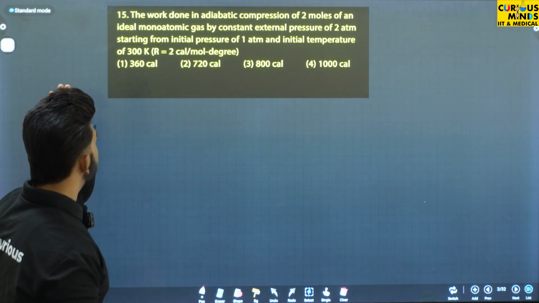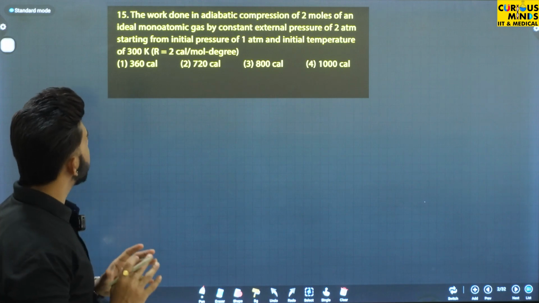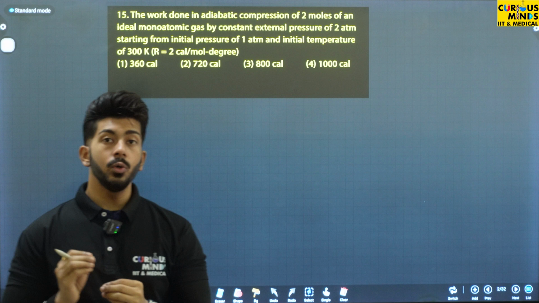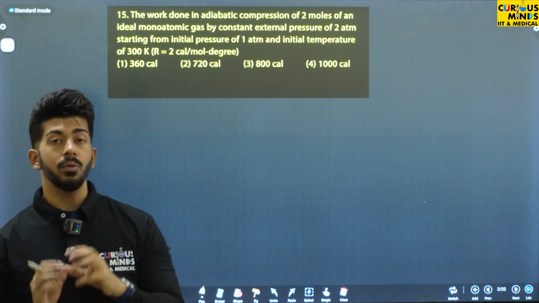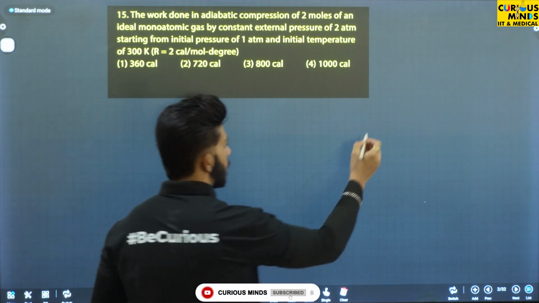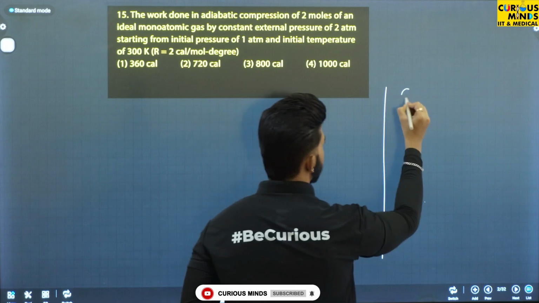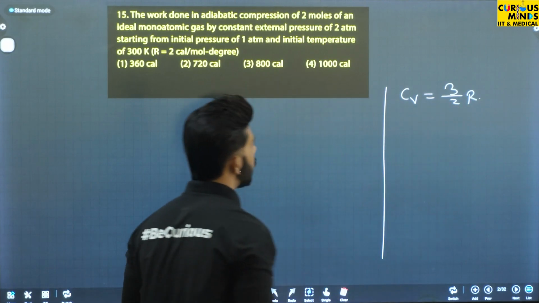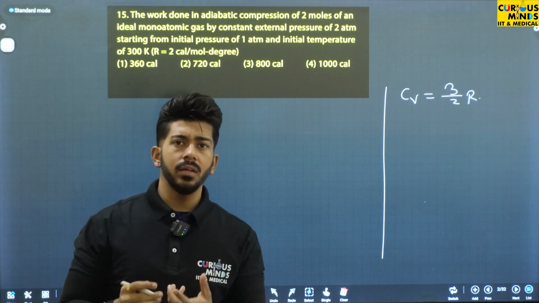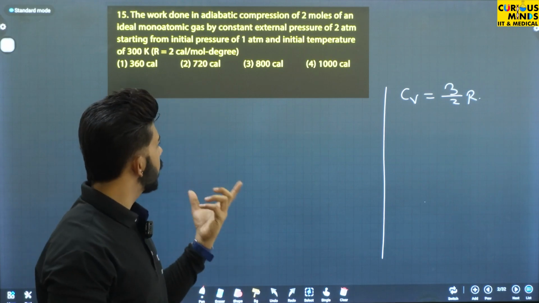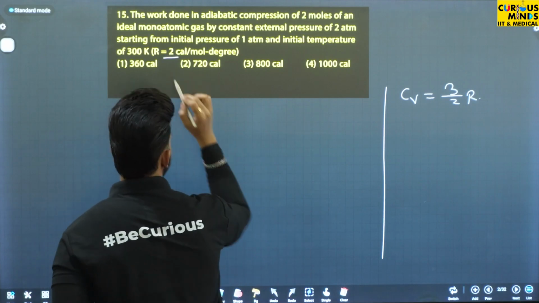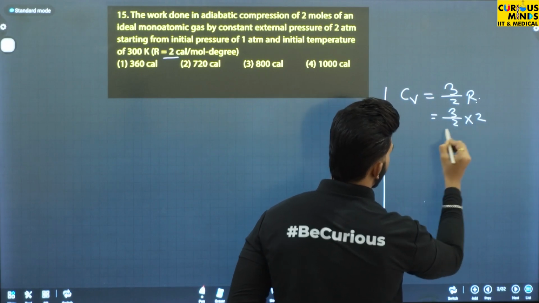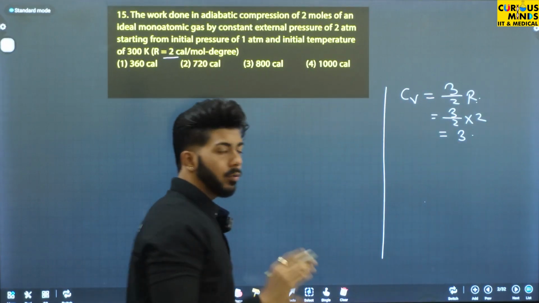The work done in adiabatic compression of 2 moles of an ideal monoatomic gas. First, look, it is ideal, it is monoatomic. So if this is monoatomic, what will be the value of CV? Let's list out all the things given. CV is 3 by 2 R. And what is R? It's a gas constant, right? And since this is given in calories, R will be 2. So this is 3 by 2 into 2, which is 3. Right? The value of CV is 3.